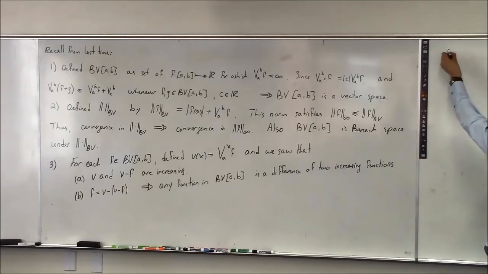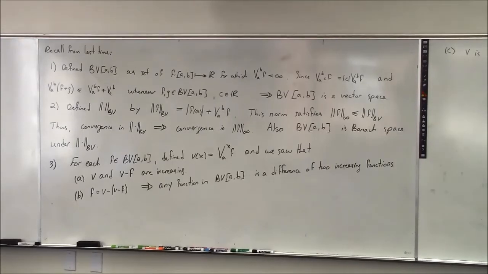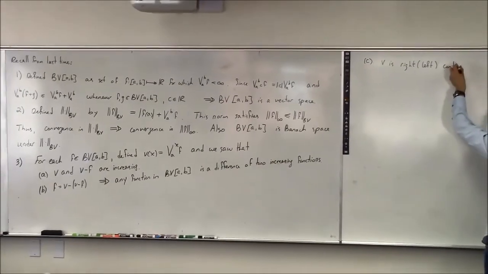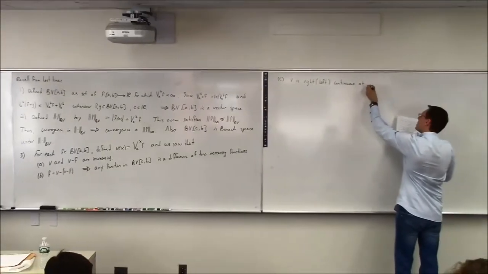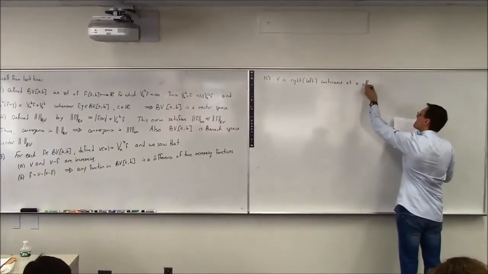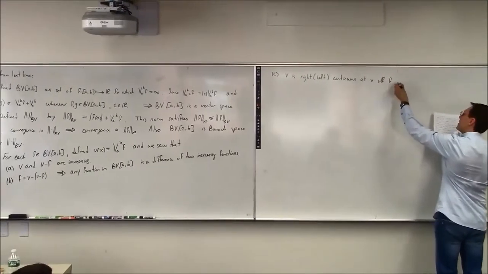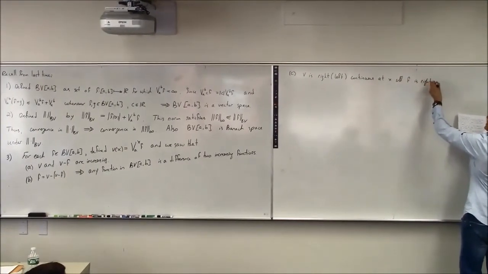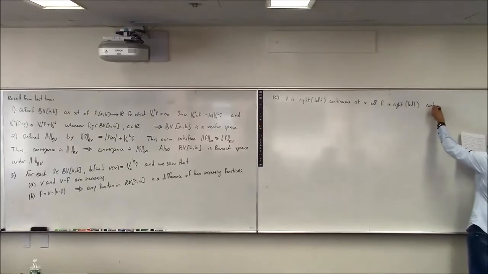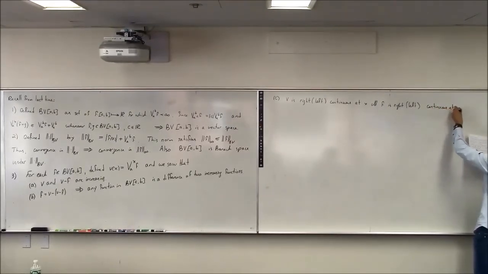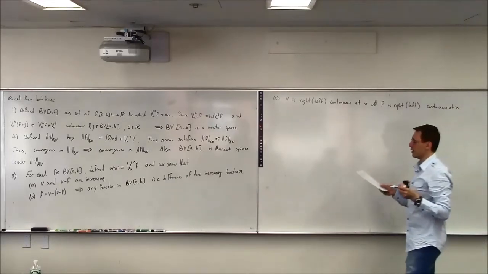And (c), v is right or left continuous at x if and only if f is right, or left, continuous at x. Okay, so that's what we observed.